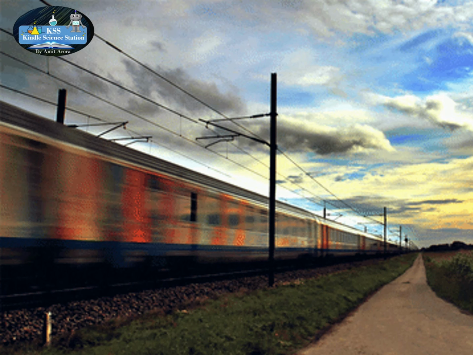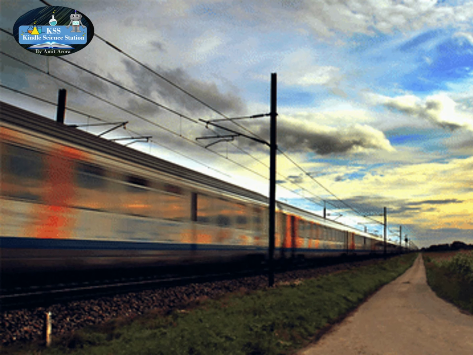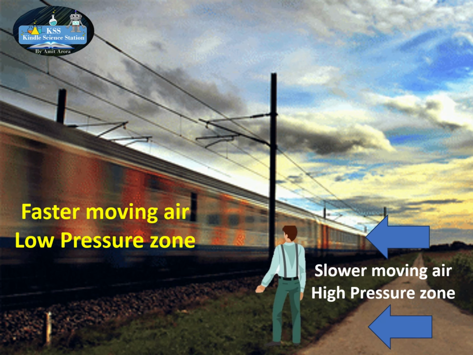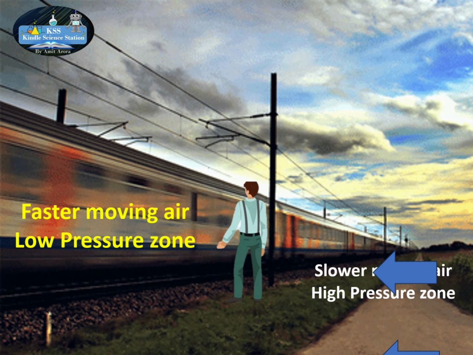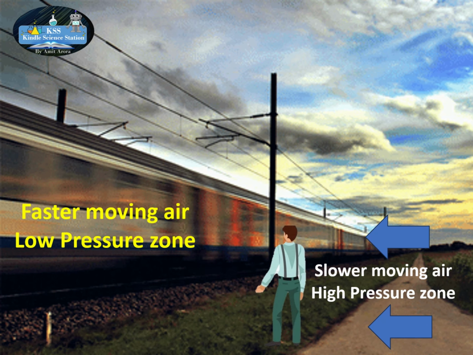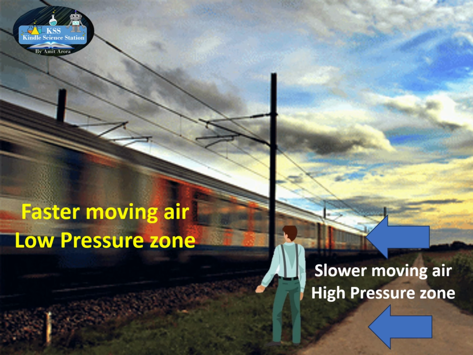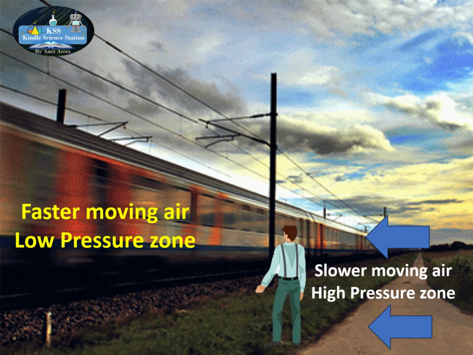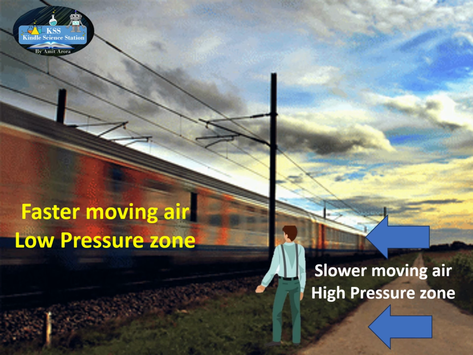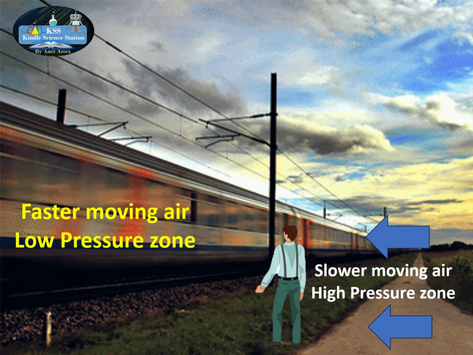We are always advised not to go near a fast moving train, as a person near the track of a fast moving train has a tendency to fall towards it, because the air between the person and the fast moving train, with high velocity, has a low pressure, and the air behind the person has a higher pressure which pushes him towards the train.